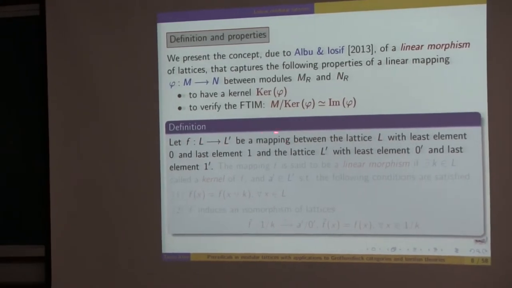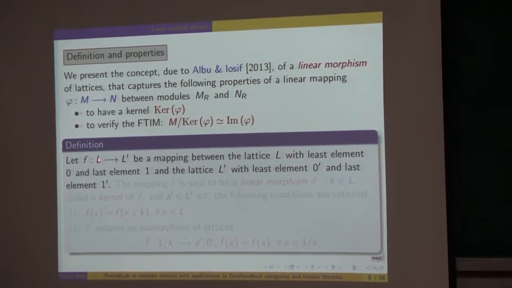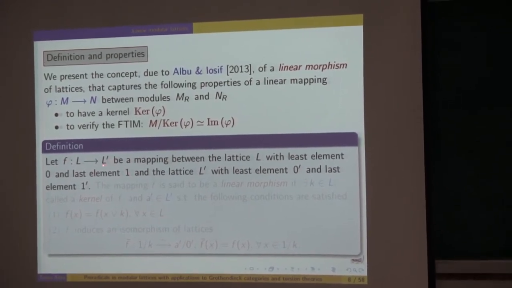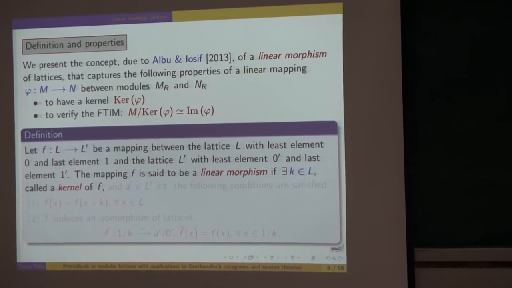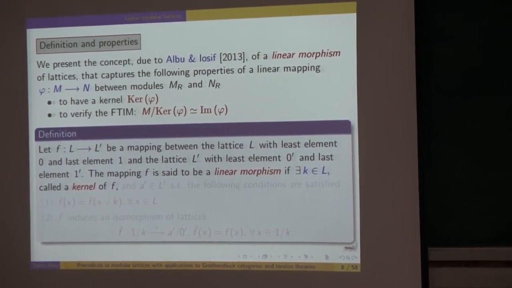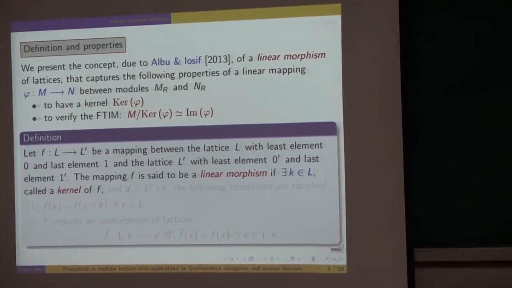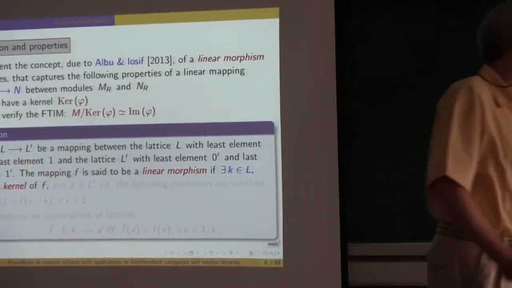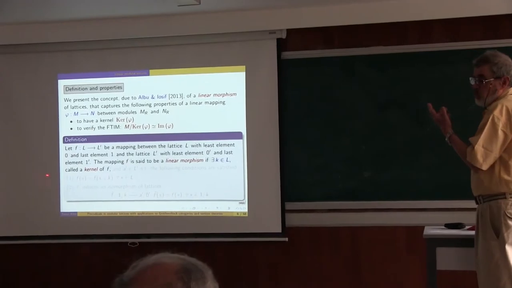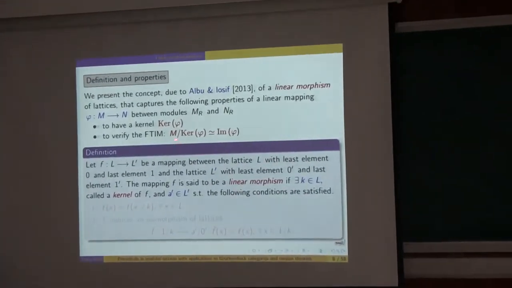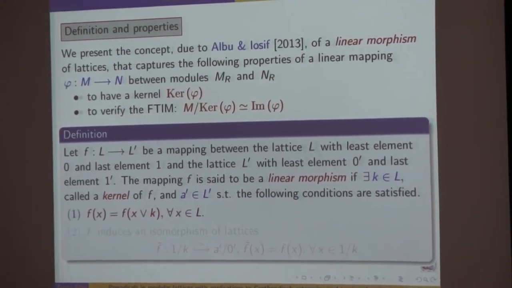Okay, if we have two lattices, what is a linear morphism of lattices? It's just a mapping between the lattice L, where we denote by 0 the least element and 1 the last element, and the lattice L prime, where we denote the least element 0 prime and the last element 1 prime. We say that F is a linear morphism in case two conditions hold. There exists an element K in L, called a kernel, because there is one, not clear how many, could be two or zero or more. This K corresponds to the kernel. And an element A prime corresponds to the image of A. So that the following conditions are satisfied.